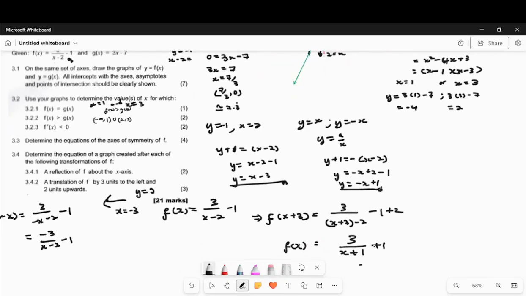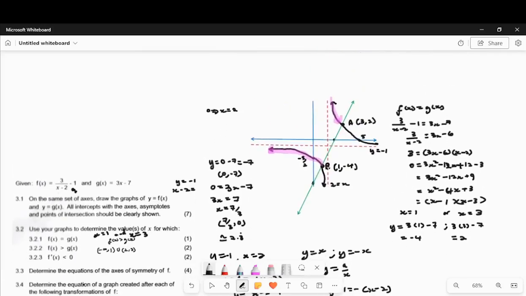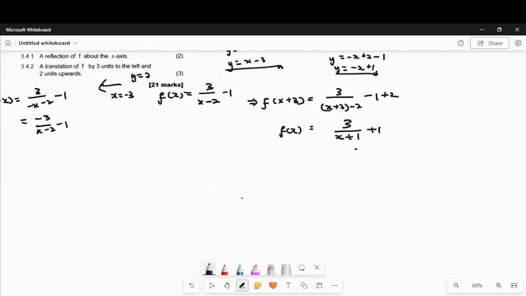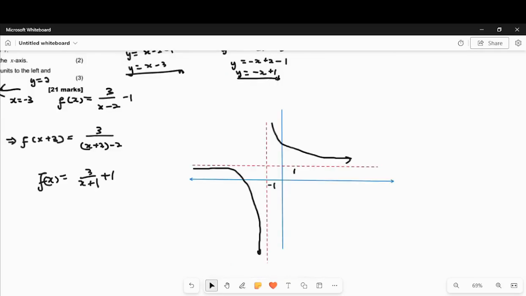Our horizontal asymptote is going to be positive 1, and our vertical asymptote is going to be negative 1. If we shift this 3 units, we'll say positive 1, 0, and then negative 1, which is good. Then we shift this 2 units upwards, and we'll have negative 1, then 0, then 1. So this should be correct, and that's how the function is supposed to look after those two transformations.